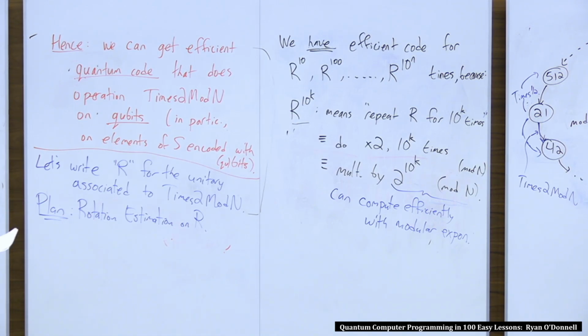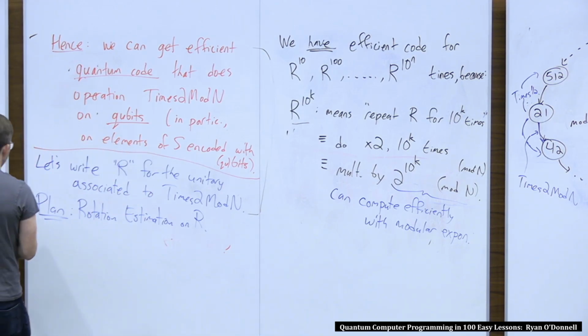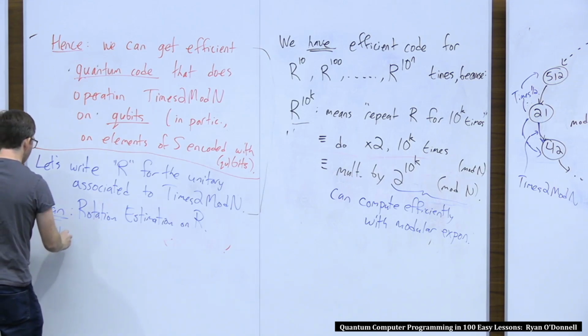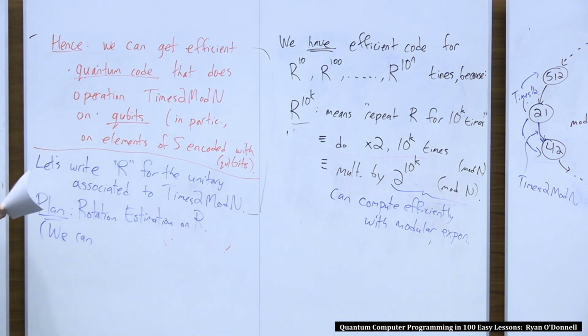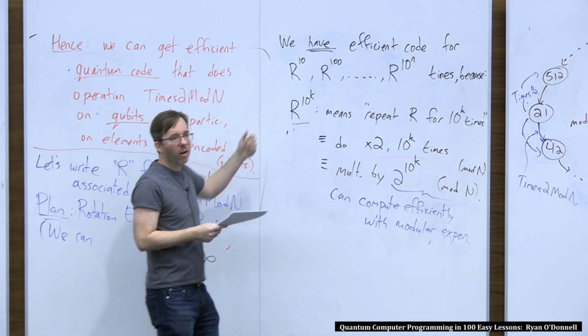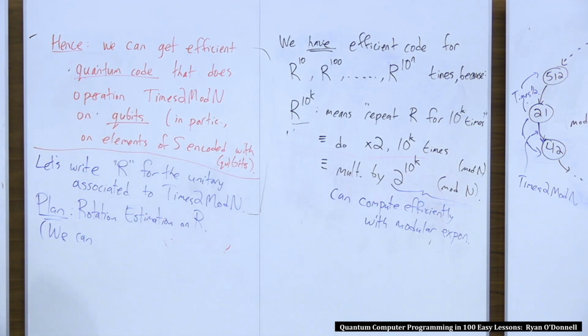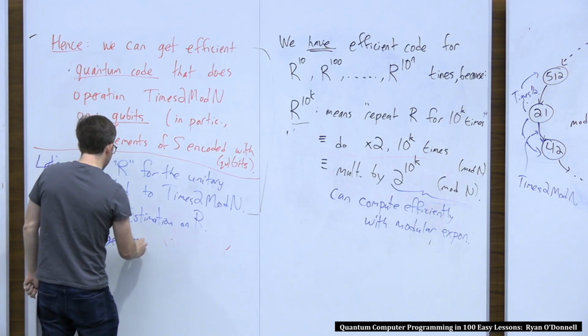And because of this, when we execute this plan and do rotation estimation, we can get basically as many digits as we want efficiently. If you want 1,000 digits, that takes like 1,000 applications of R. If you want 2,000 digits, you can get 2,000 applications of R. So we can get basically as many digits as we want.